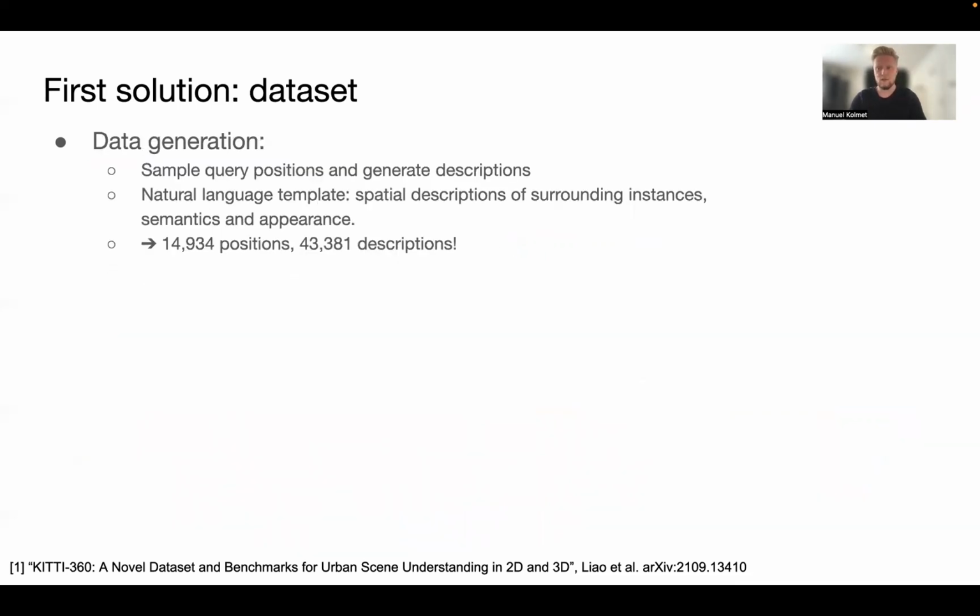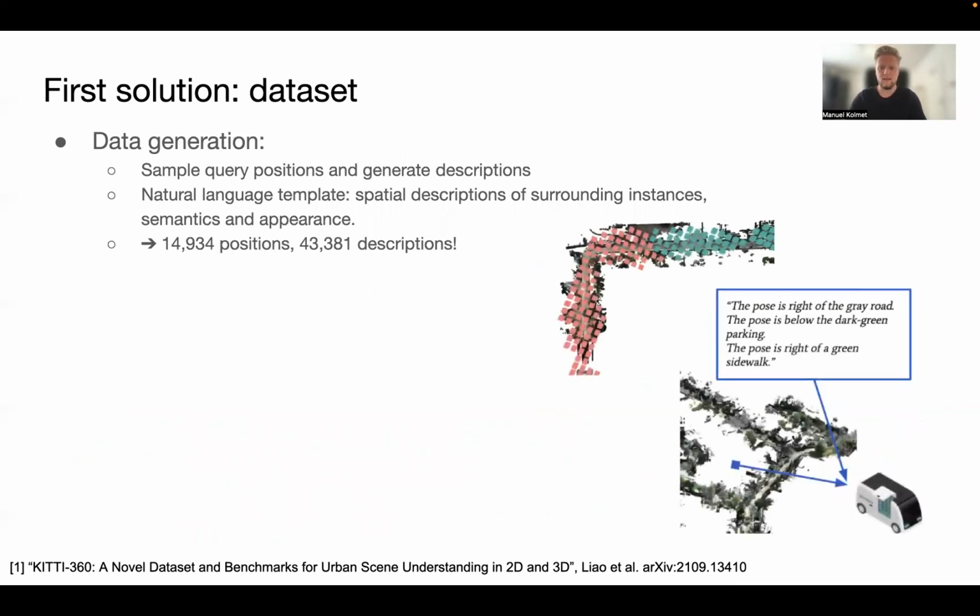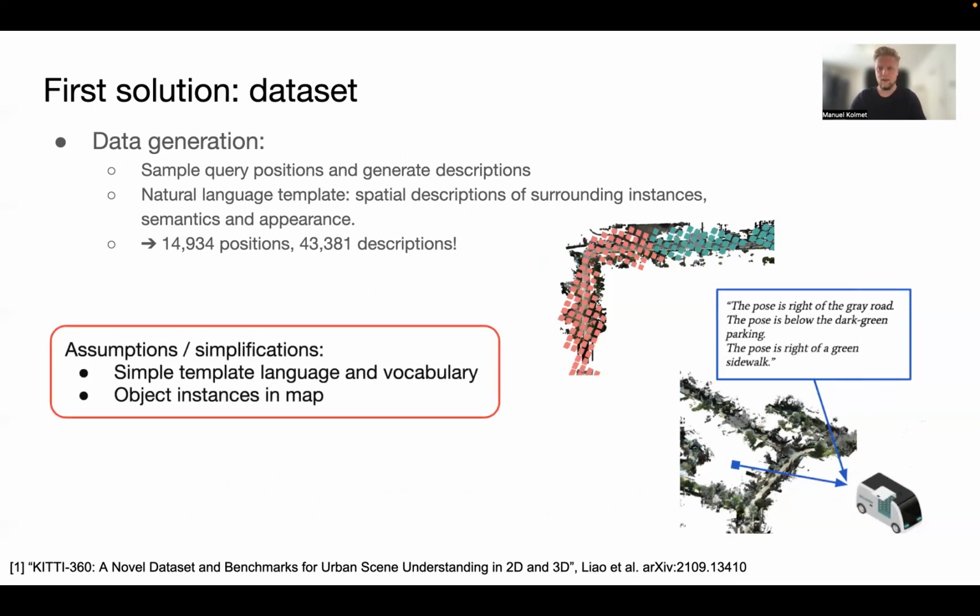In our case, to keep things simple, we generated these positions by sampling poses all along the driving trajectories and then automatically generating descriptions based on a template language of each of these poses, which led us to roughly 15,000 positions and almost 45,000 descriptions in total. Although this made some simplifications by choosing this simple template, we have restricted the vocabulary and we still require object instances in our point cloud map.